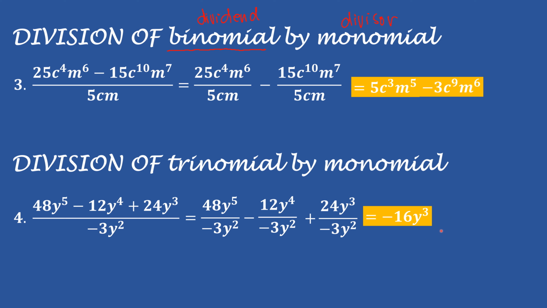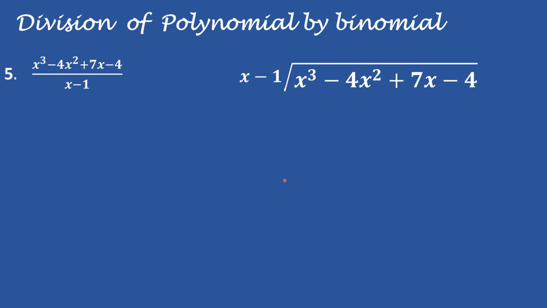And then the second term is negative 12 divided by negative 3. You just consider the negative here as a sign of 12. So negative divided by negative gives us a positive, and 12 by 3 gives us a quotient of 4, and then y squared, because 4 minus 2. And then a positive divided by negative gives us a negative, and then 24 by 3 is 8, y cubed divided by y squared is equal to 1. Okay, so let us now proceed.